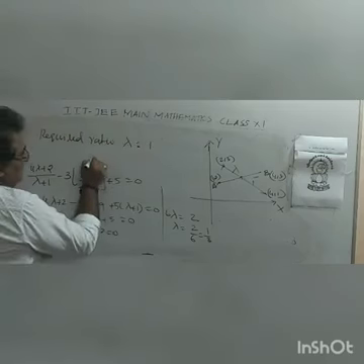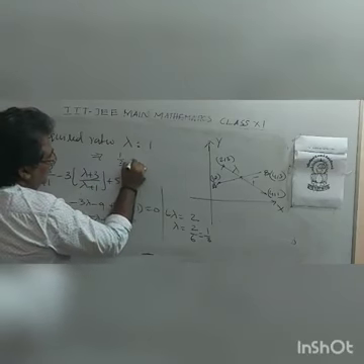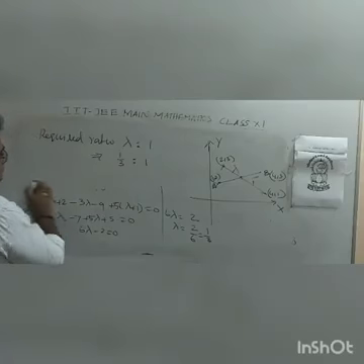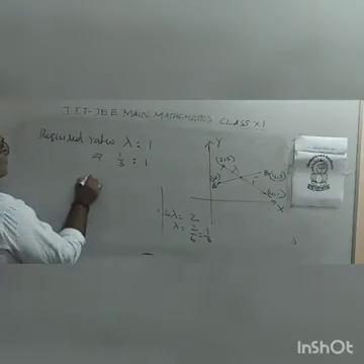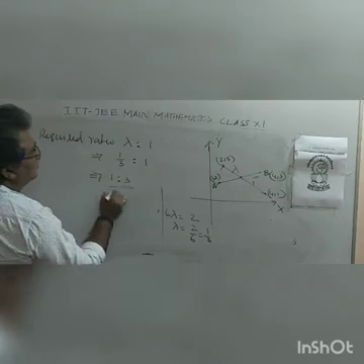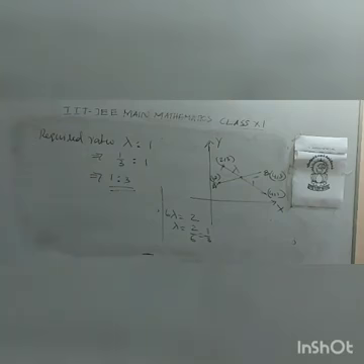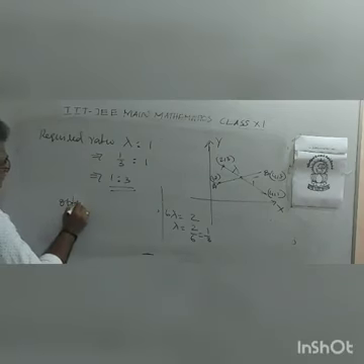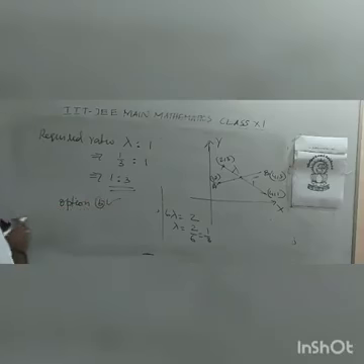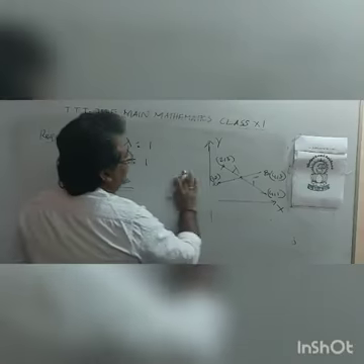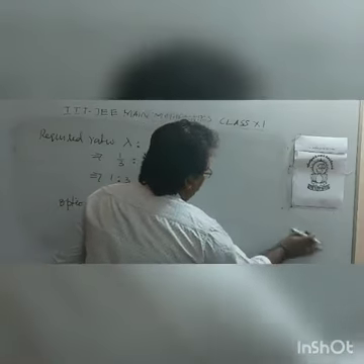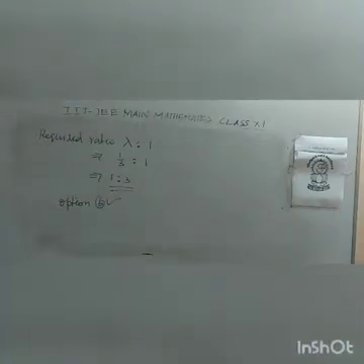Recall lambda is to 1, which implies 1 by 3 is to 1, that is 1 is to 3. So option B is correct. Next question.